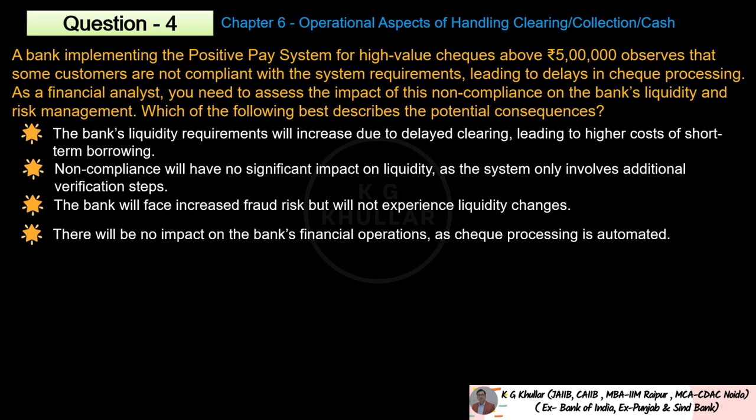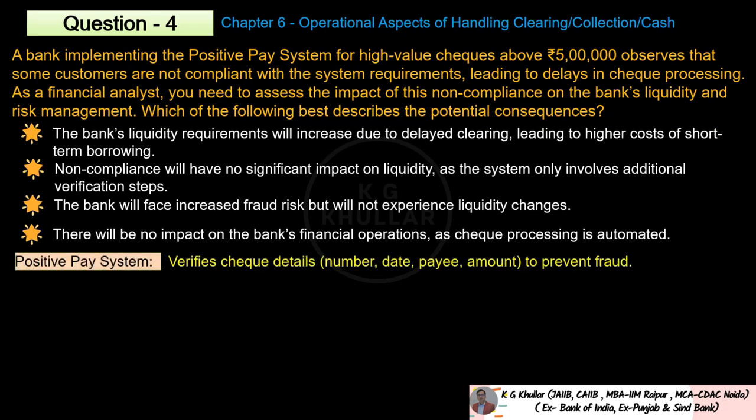Friends, please note the positive pay system is a fraud detection tool that requires the reconfirmation of key check details for large value transactions such as the check number, date, payee name and amount before the check is processed for payment. So this system is designed to prevent check fraud by allowing the bank to cross-check the details provided by customer with the actual check presented for clearing.